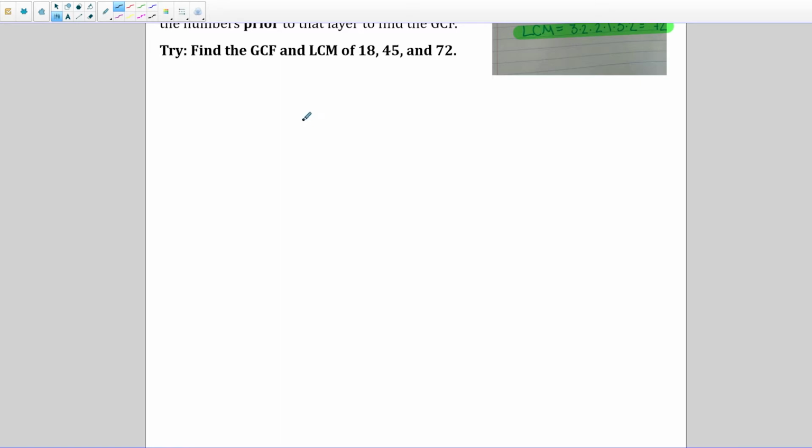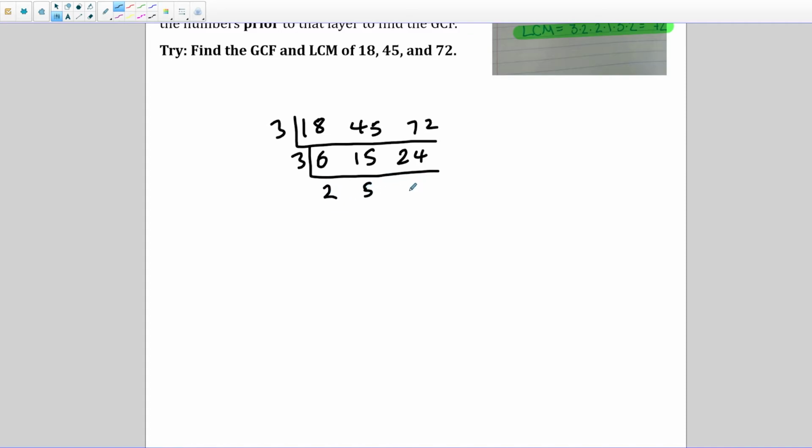Let's look at an example of 18, 45, and 72. I'm going to divide all three numbers by 3. So I've got 6, 15, and 24. I notice that I can divide all three by 3 one more time. So I get 2, 5, and 8. We see here that I can't divide all three numbers by the same number anymore, so I have to stop here and look at my GCF. My GCF in this case ends up being 3 times 3, which is equal to 9. So that's going to be my GCF.